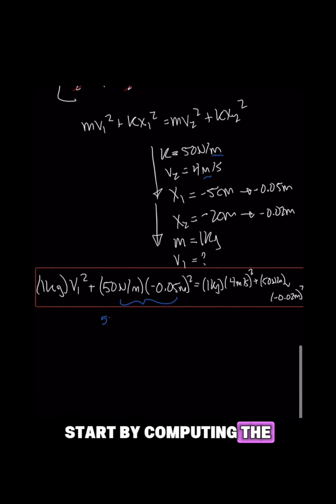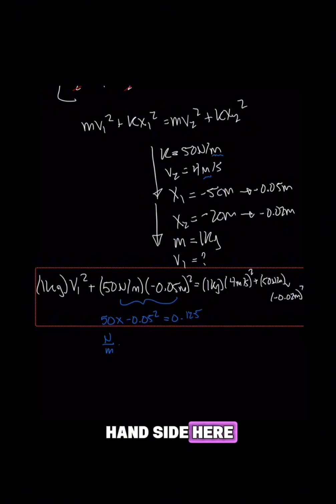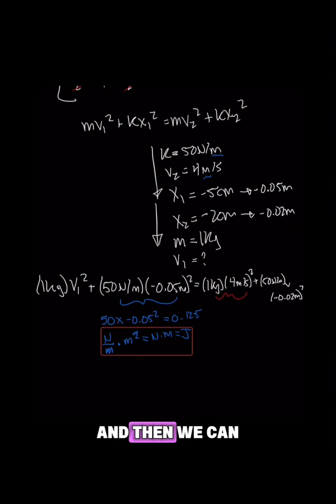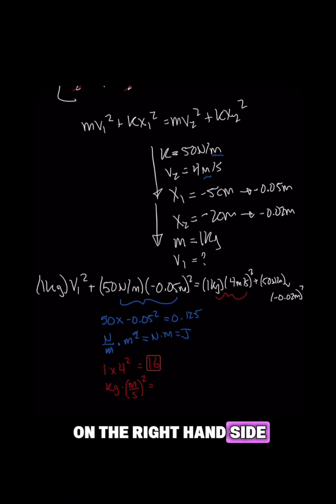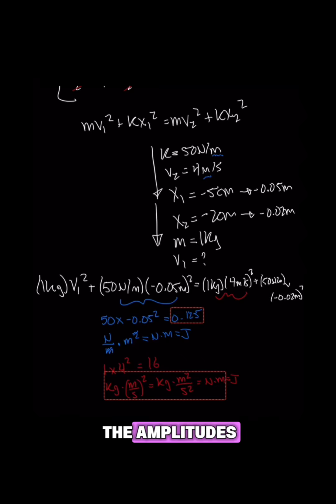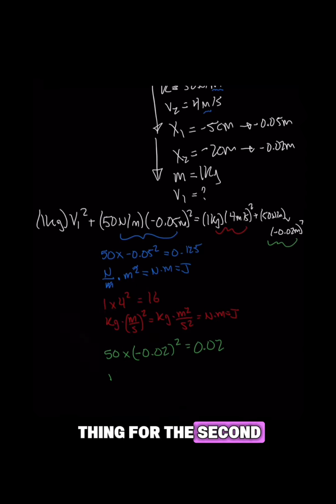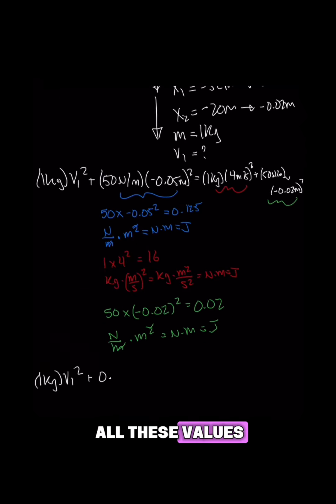Start by computing the term on the left-hand side here, computing the units and the amplitudes, and then we can do the first term on the right-hand side, also making sure to compute the units and the amplitudes, and do the same thing for the second term on the right-hand side. And if we plug all these values in, we get this.